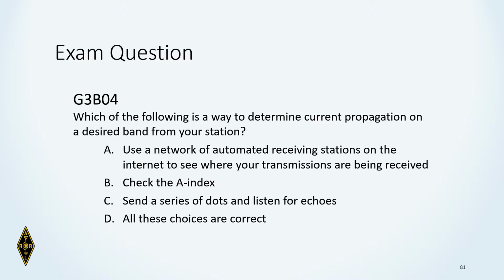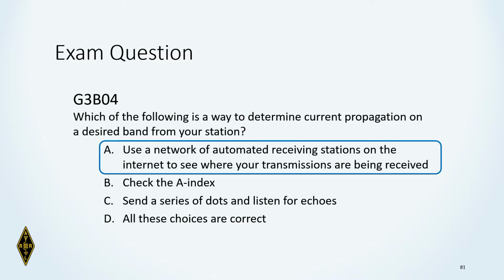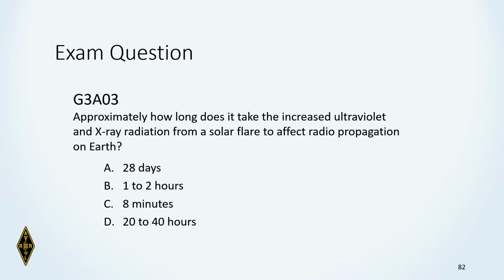Which of the following is a way to determine current propagation on a desired band from your location? Alpha is correct. Use a network of automated receiving stations on the internet to see where your transmissions are being received. And we gave some practical examples of that. Approximately how long does it take the increased ultraviolet and X-ray radiation from a solar flare to affect radio propagation on Earth? Charlie, the speed of light.